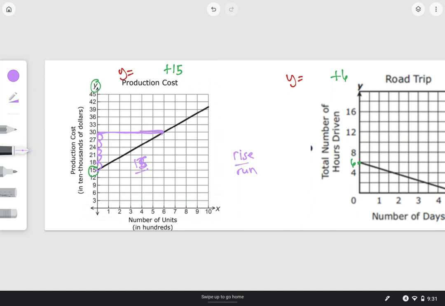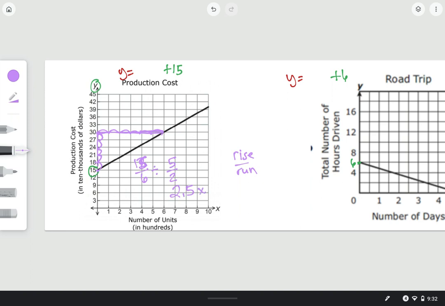And then my run, these are counting by ones. So 1, 2, 3, 4, 5, 6. 15 over 6. I'm going to simplify that. Divide by 3, and I get 5 over 2. You can leave it as 5/2, or you can turn it into a decimal, and it's 2.5.